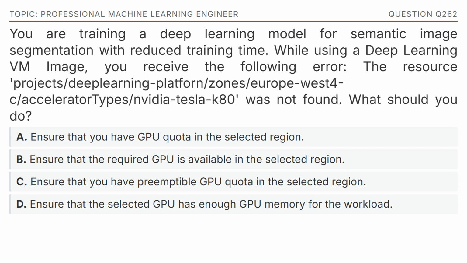Ensure that you have GPU quota in the selected region. Option B. Ensure that the required GPU is available in the selected region. Option C. Ensure that you have preemptible GPU quota in the selected region. Option D. Ensure that the selected GPU has enough GPU memory for the workload.